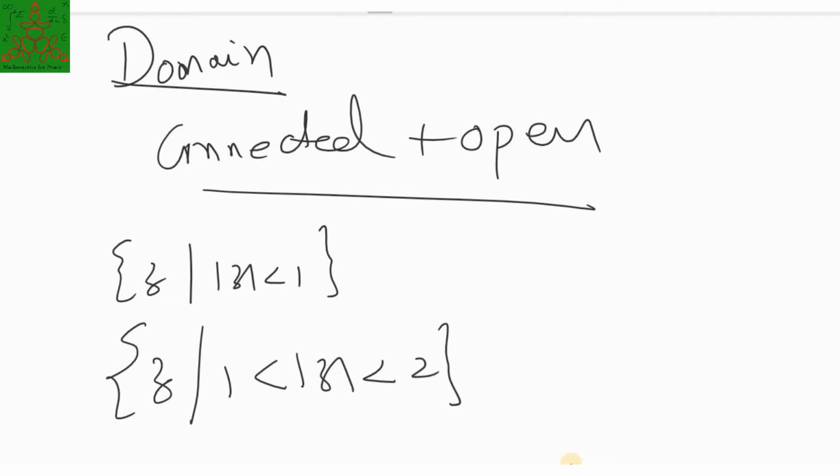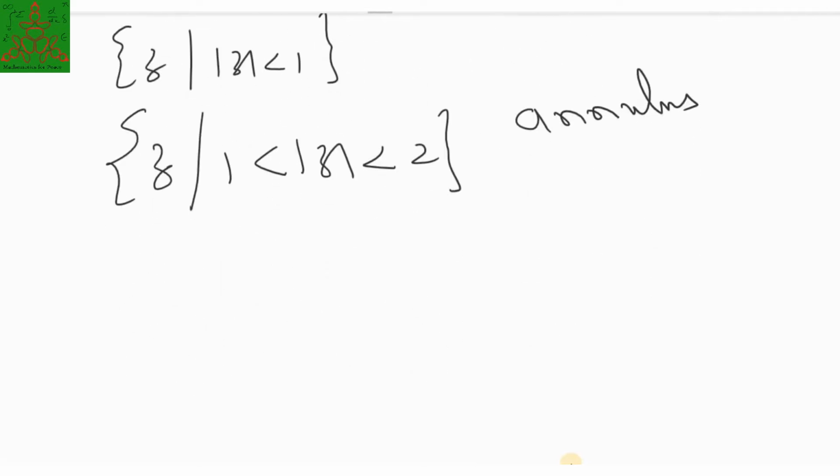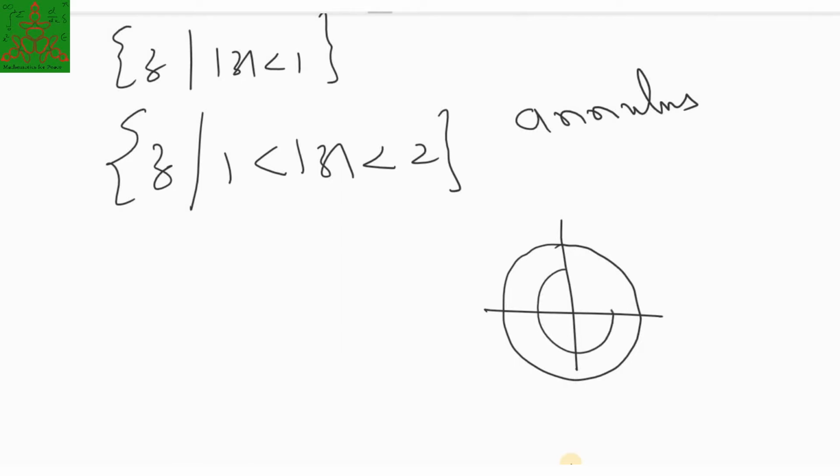This is known as the annulus. What do you mean by annulus? Annulus is nothing but the area between two circles. If you have this, this is the disk with the radius 2, this will be the disk with the radius 1. The area between them is called the annulus. This is the name of this portion.